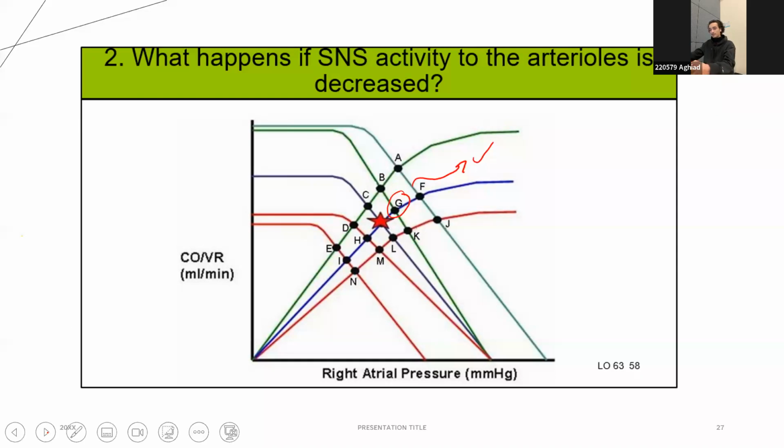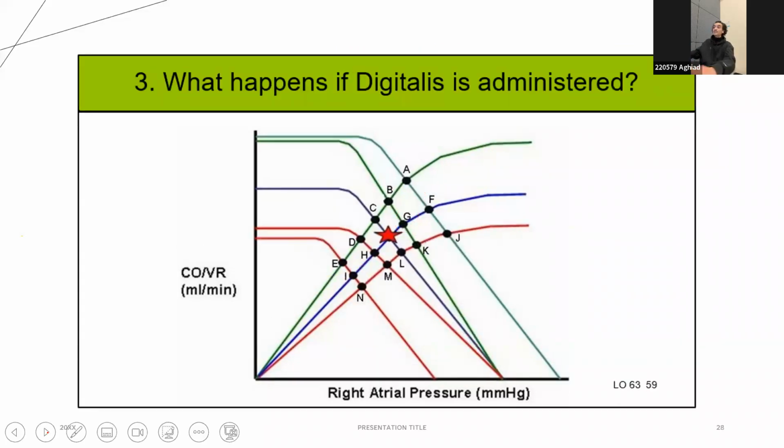Alhamdulillah. And for the last one, what happens if digitalis is administered? Right, so digitalis, a hint, is a positive inotropic drug. Contractility increases. Perfect. So where would you expect the graph to be? Yes, increased cardiac output. Perfect.